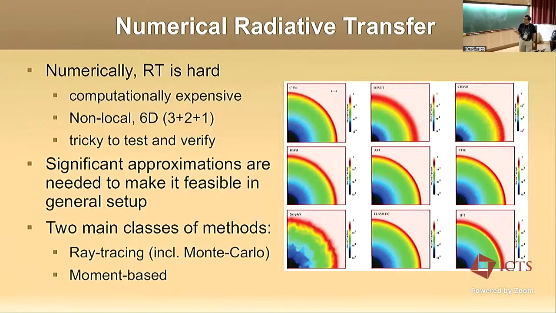Okay, so the main classes of methods, and there are examples of both here, are either ray tracing, which includes so-called Monte Carlo methods, which I'll explain in a moment, and so-called moment-based methods, which come back to these moments of the radiation that we discussed in the first lecture.